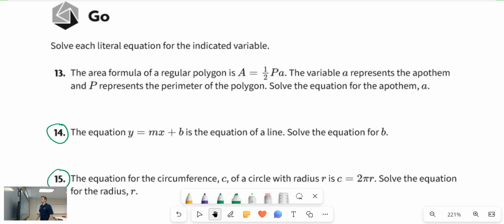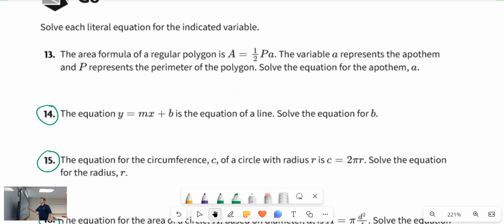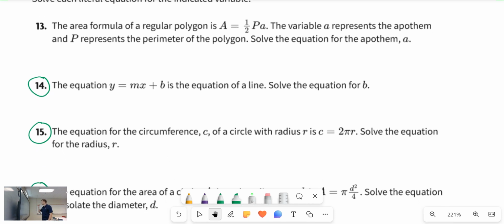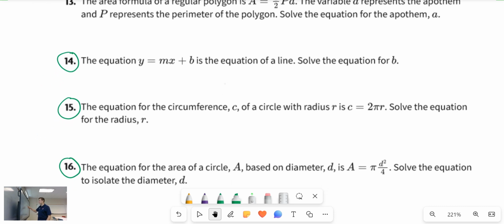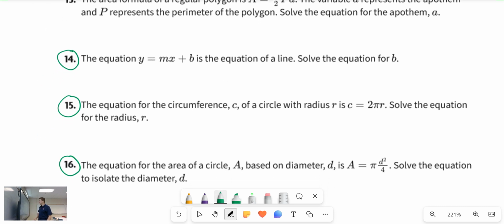All right, the last portion. Solve each literal equation for the indicated variable. It seems like they're going to give us an equation with some meaning, and then we have to solve the equation. We'll do the first one in green, second one in purple, third one in green. So we'll alternate.